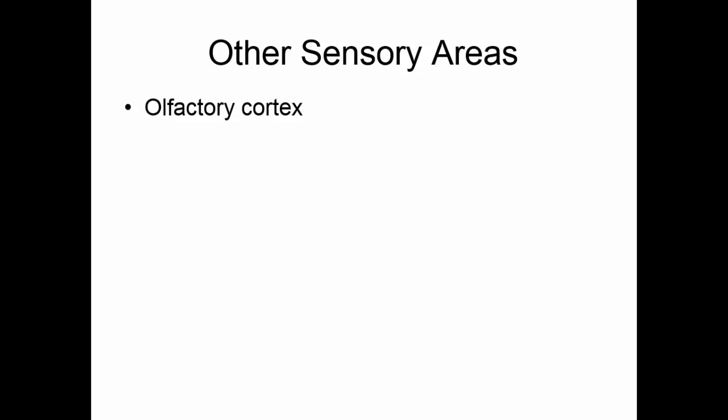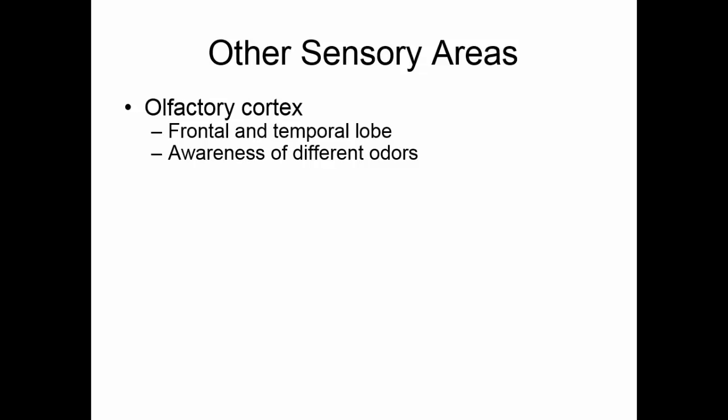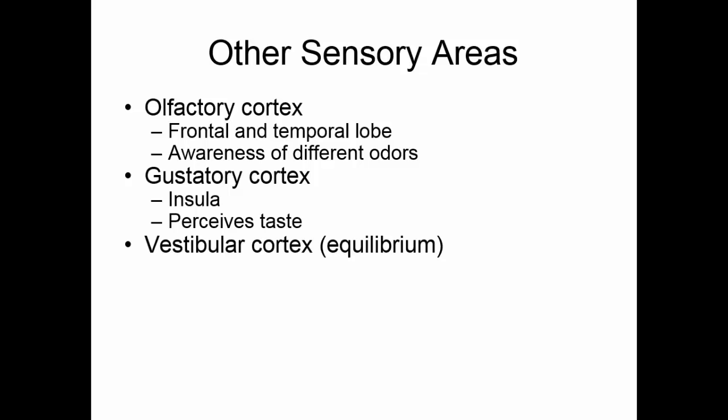The olfactory cortex is located in the frontal and the temporal lobe. This helps us with our awareness of different odors. The gustatory cortex is located in the insula and helps us perceive taste. The vestibular cortex takes care of equilibrium. It's found in the posterior part of the insula and helps us be aware of our balance.